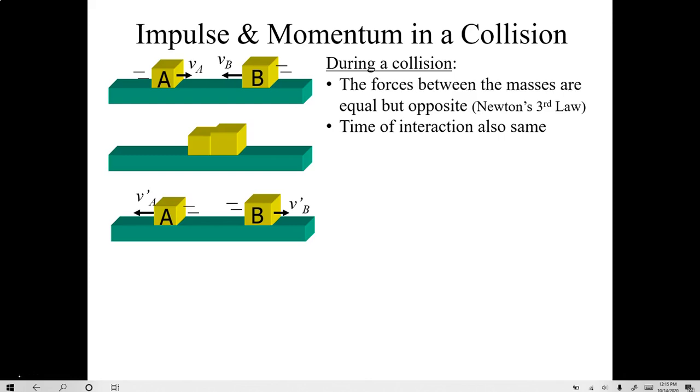So during a collision between two objects, the forces between the two masses are equal and opposite. Like in this case, the force that A exerts on B is the same magnitude but opposite direction of the force that B exerts on A. And the time of interaction is also the same. The collision takes the same amount of time for block A as it does for block B because it's the exact same collision.